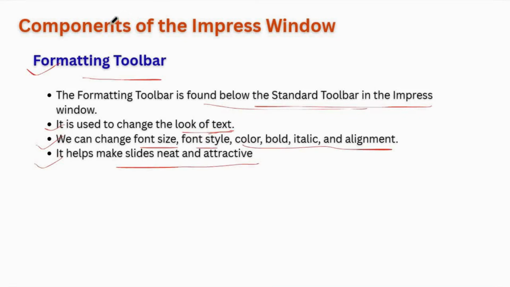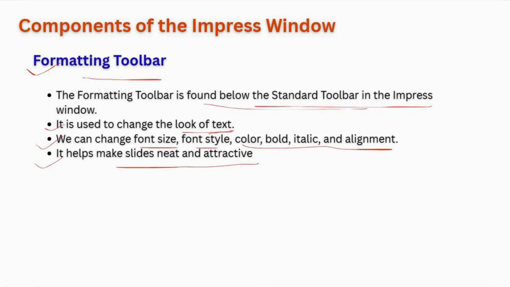On your screen, you can see so many texts, like components of the Impress window. Then I have written the formatting toolbar. Under the title of formatting toolbar, I have given some important points related to it. So with the help of the formatting toolbar, I can edit the texts. I can change the color of texts. I can change the style of the text. Why am I doing this? To make my presentation more attractive, neat and clean.